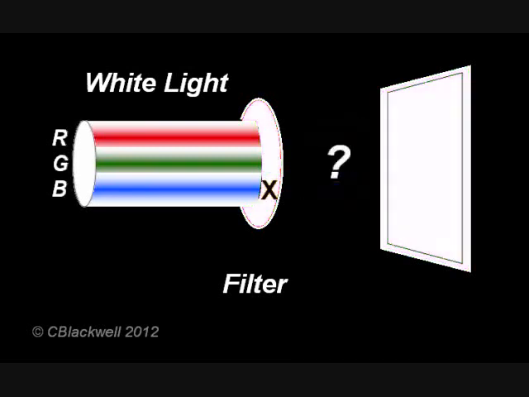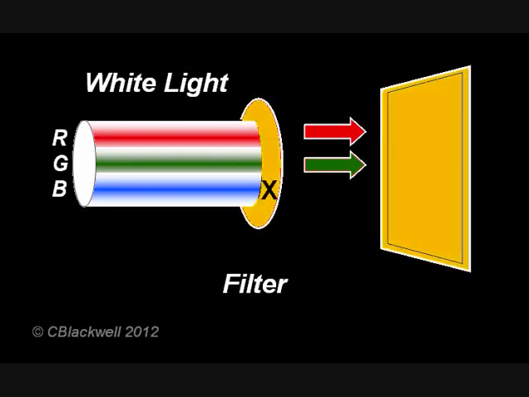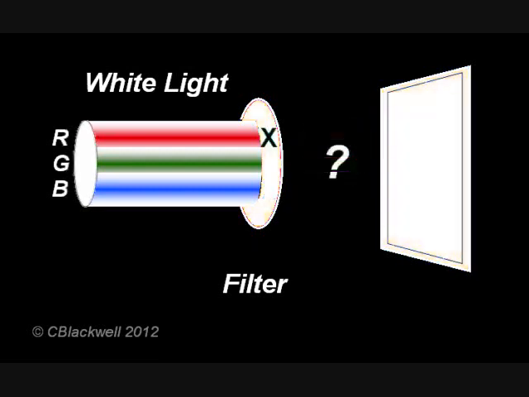Now, can you predict what happens with a filter that blocks only the blue light? It lets green and red through, which add to make yellow. And if you subtract red, what would you get? You are left with blue and green, which combine to make cyan.